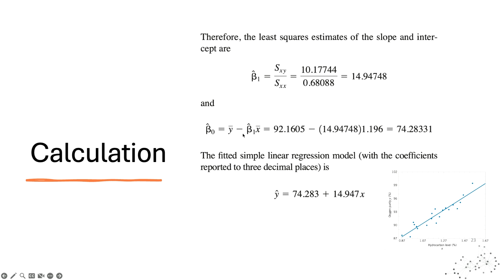And B0 is the mean value of Y minus the estimate of B1 times the mean value of X. Using these values, we can find coefficient B0. Then we can create this linear model by putting in B0 plus B1 multiplied by X. As you can see, we built this linear model that can be used to predict the next value given a new data point of X.